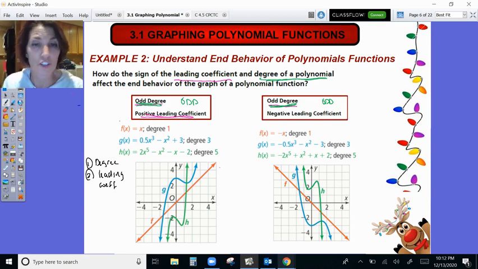Okay, if you think about the slope of a line, it goes positive, up from left to right. So if it's a positive leading coefficient, I'm going up on the right-hand side, which means if it's odd, it's going to be going opposite on the other side. So it'll be going down on the left-hand side.